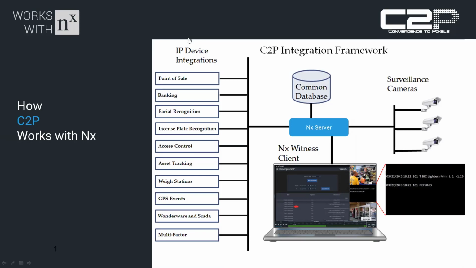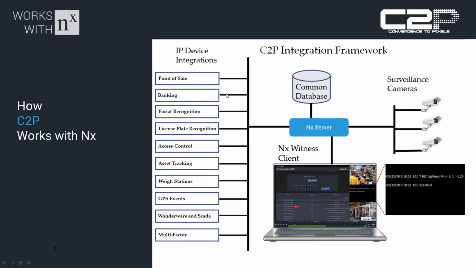So anyway, on the left-hand side of the page here is a sampling of the integrations we do. And what I'm showing here is how it all works. On the left-hand side is a representation of the integrations, and in the center here is our common database with the network server, the NX server, and the NX client being the single head end for monitoring all this.